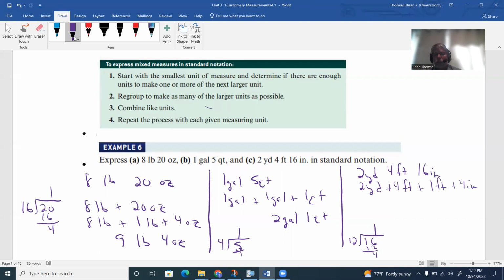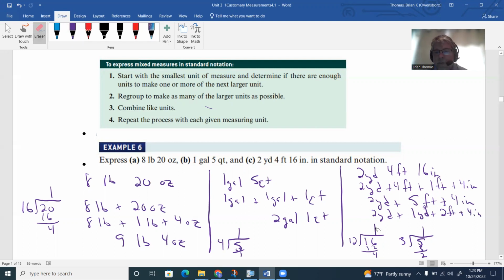So I can add my like units together. This now becomes 2 yards plus 5 feet plus 4 inches. And then we're at our 5 feet. Remember, since there's 3 feet in a yard, I can pull out a yard out of that. So if we do 3 into 5, we're going to see 1 goes into there, and I get a remainder of 2. So 3 goes into 5 one time with 2 left over. So this turns into 2 yards, and then the 5 feet turns into 1 yard, and we have 2 feet left over, plus the 4 inches comes along for the ride.